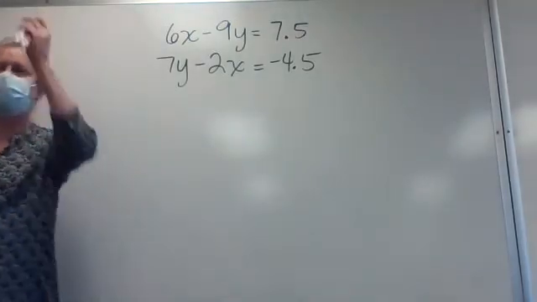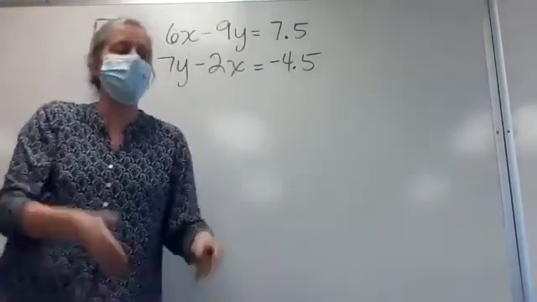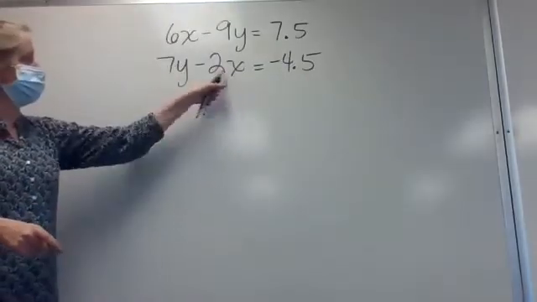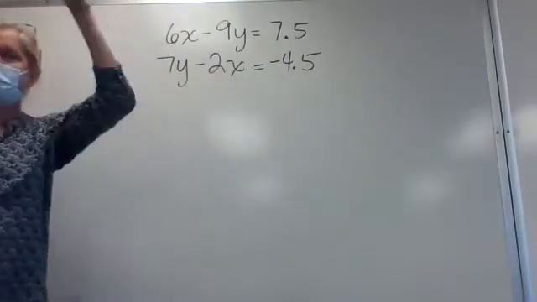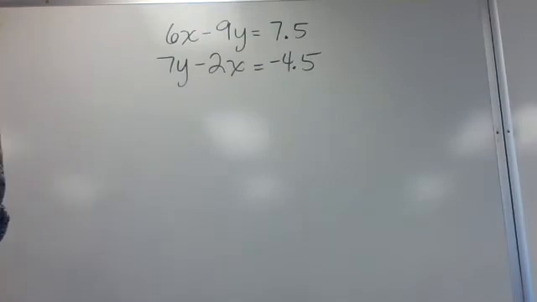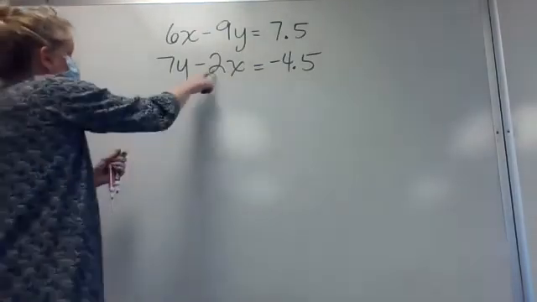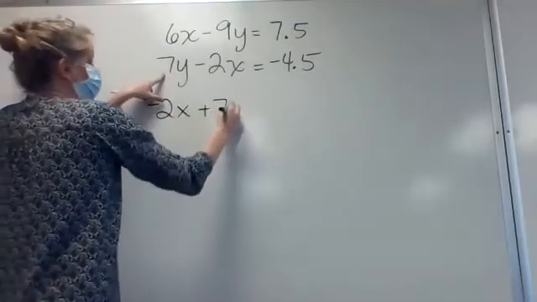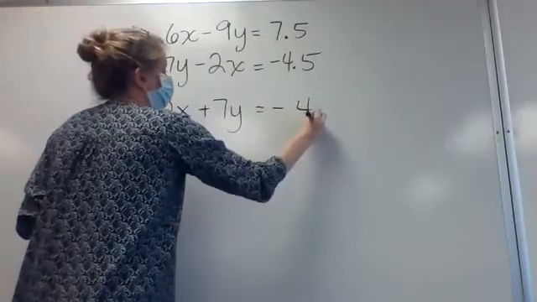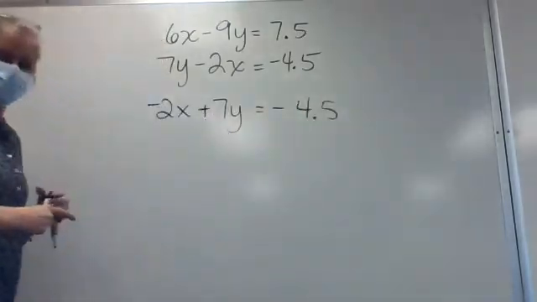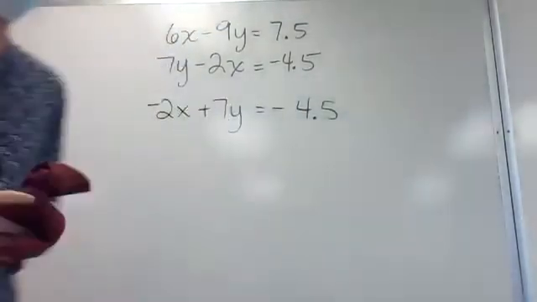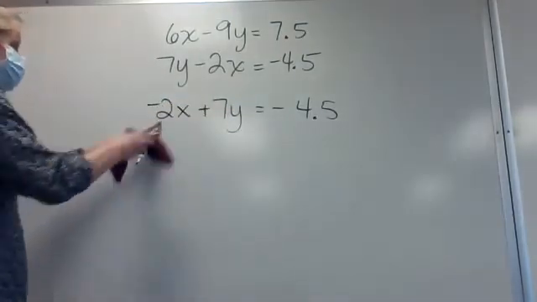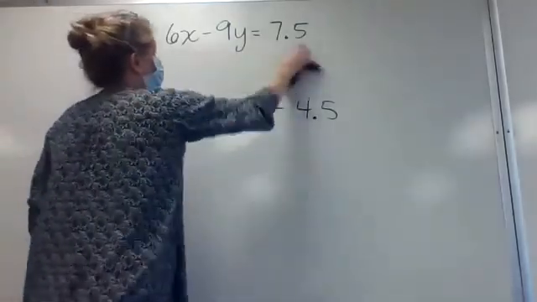So the first thing I notice is that my x's and y's aren't lining up. So on this second equation, I just need to flip-flop those, so that my x's line up with my x's and my y's line up with my y's. So I'm just putting the negative 2x in front, then the plus 7y equals negative 4.5. Once I do that, I don't even need to see the old equation anymore, because it's the same thing, just written where my x's and y's line up.